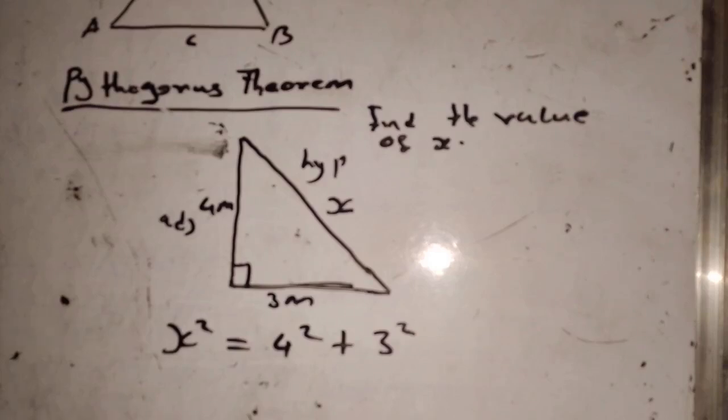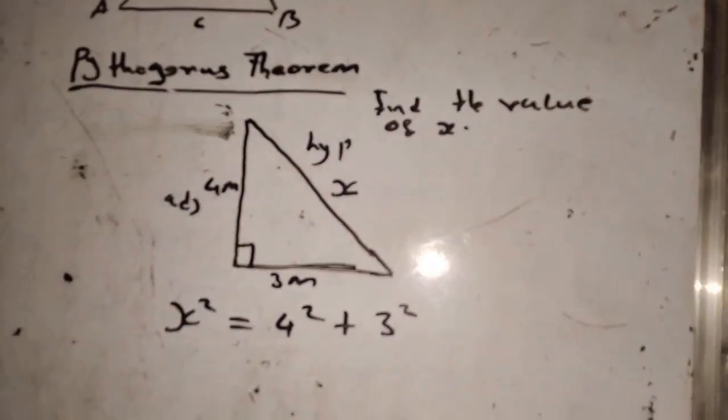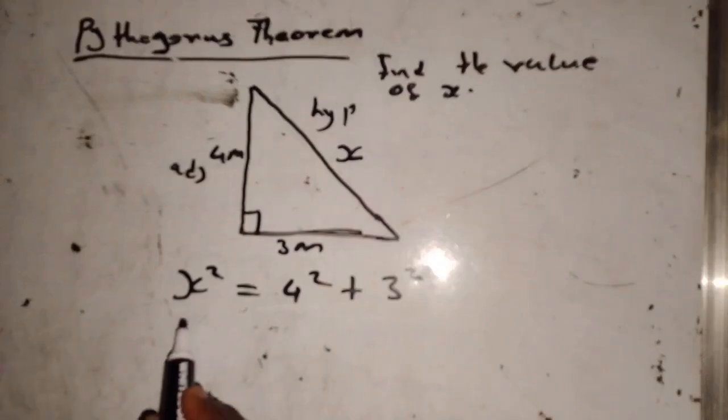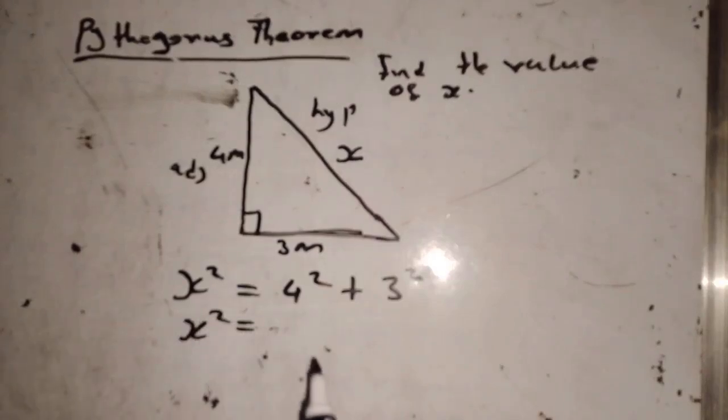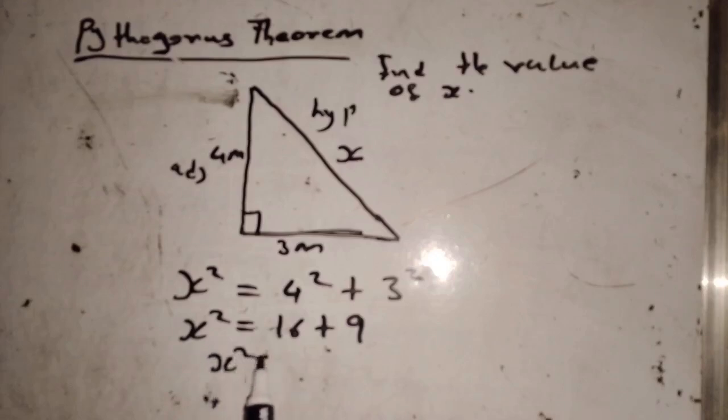Okay, so here we're going to do x squared is equal to 4 squared plus 3 squared. So let's proceed. X squared is equal to 4 squared, which is 16, plus 3 squared, which is 9. When you add 16 plus 9, it will give you 25. So x squared is equal to 25.